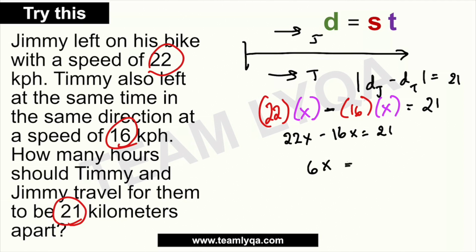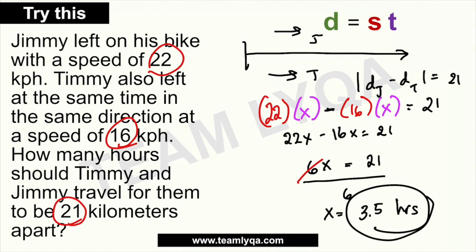6x is equal to 21, i-divide natin siya sa 6. Okay? Para ma-cancel natin ito. And now you have x is equal to 6, 12, 18. So, 3.5 hours. Okay? So, the answer is 3.5 hours. Or, kung i-convert natin ito, magiging 3 hours and 30 minutes. Okay? It's just the same.